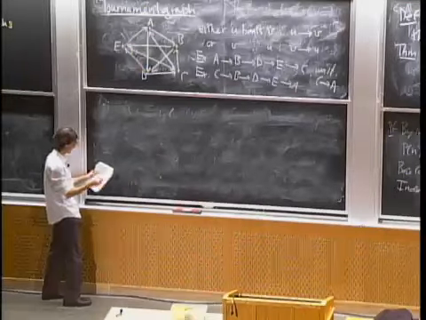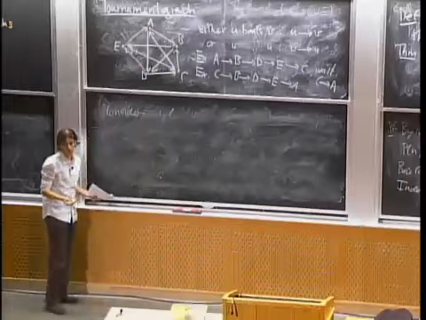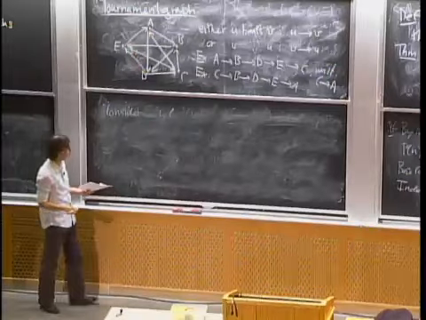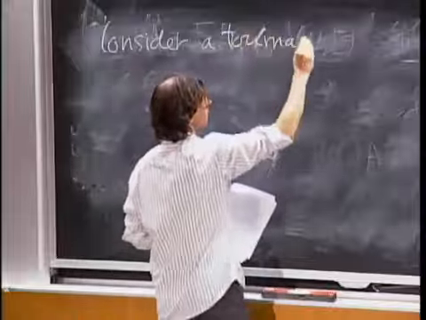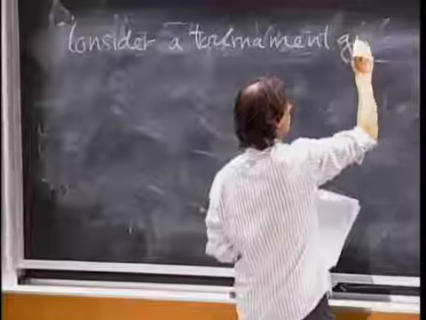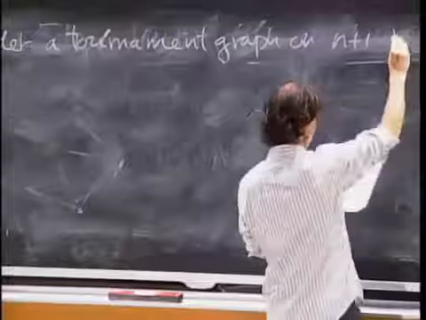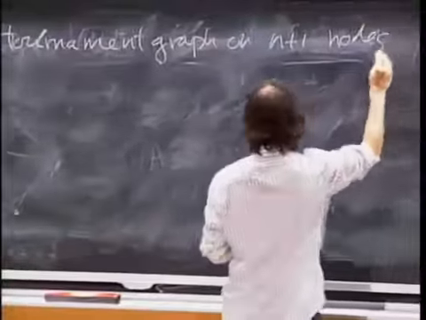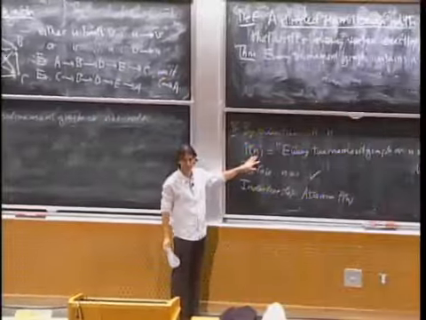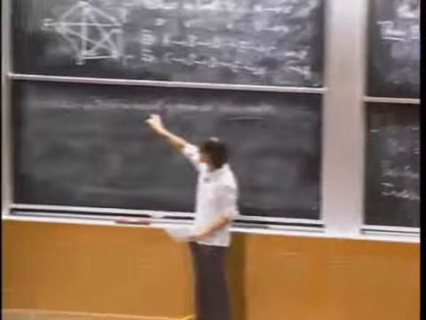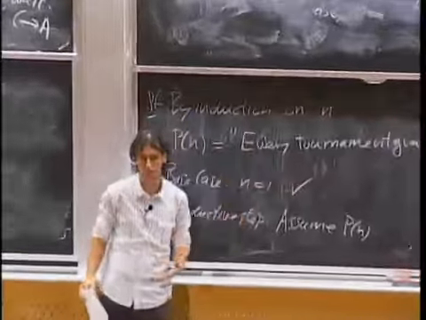So we have assumed Pn. Now we want to actually prove something about tournament graphs on n plus 1 nodes. So let's consider one. Consider a tournament graph on n plus 1 nodes. Now, how can I use my induction hypothesis? I start with this, and I want to use something that talks about a tournament graph on n nodes. So how could I proceed here?